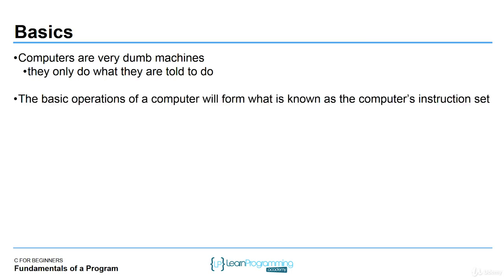So the basic operations of a computer form what is known as the computer's instruction set. An instruction set is just how the computer is going to do something. So we need to tell the computer how to do it, and we do it in the form of a program. At an even lower level, each computer has what's called an instruction set, and that is basically the instructions on the CPU, the processor of the computer.